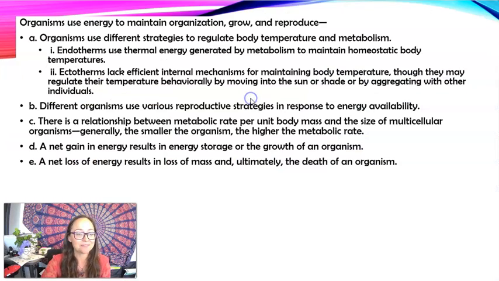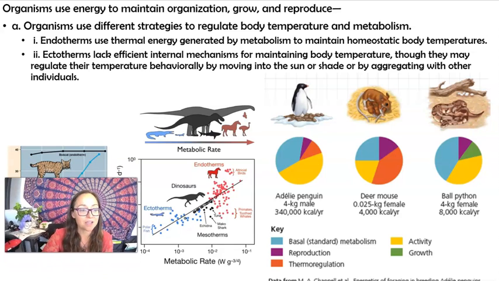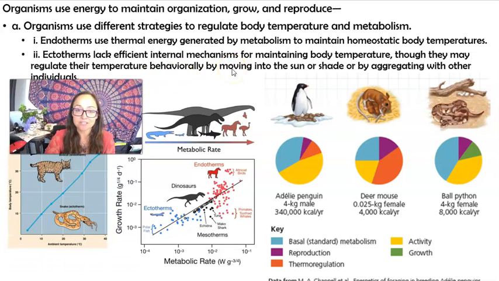Okay. Then let's go ahead and break this down a little bit. Here, we talk about energy. There are different strategies that organisms have. You can either be an endotherm or an ectotherm. Endotherms use thermal or heat energy to maintain a constant body temperature in homeostasis. So where do they get that heat? It's through metabolism. By doing cellular respiration and breaking your food down in your mitochondria, that generates heat, and that heat is used to maintain homeostasis.